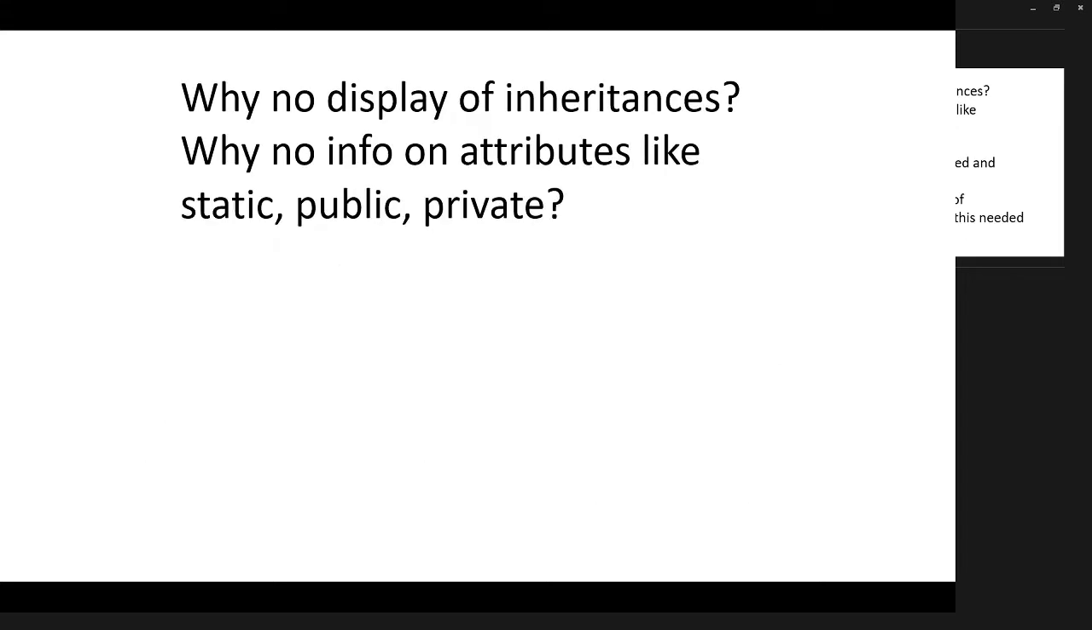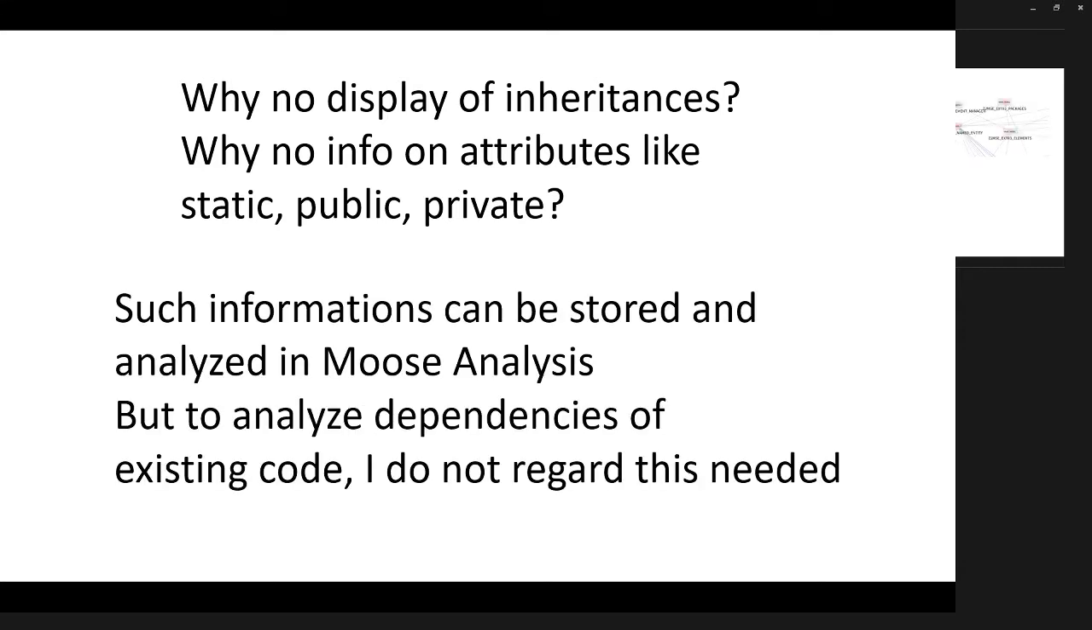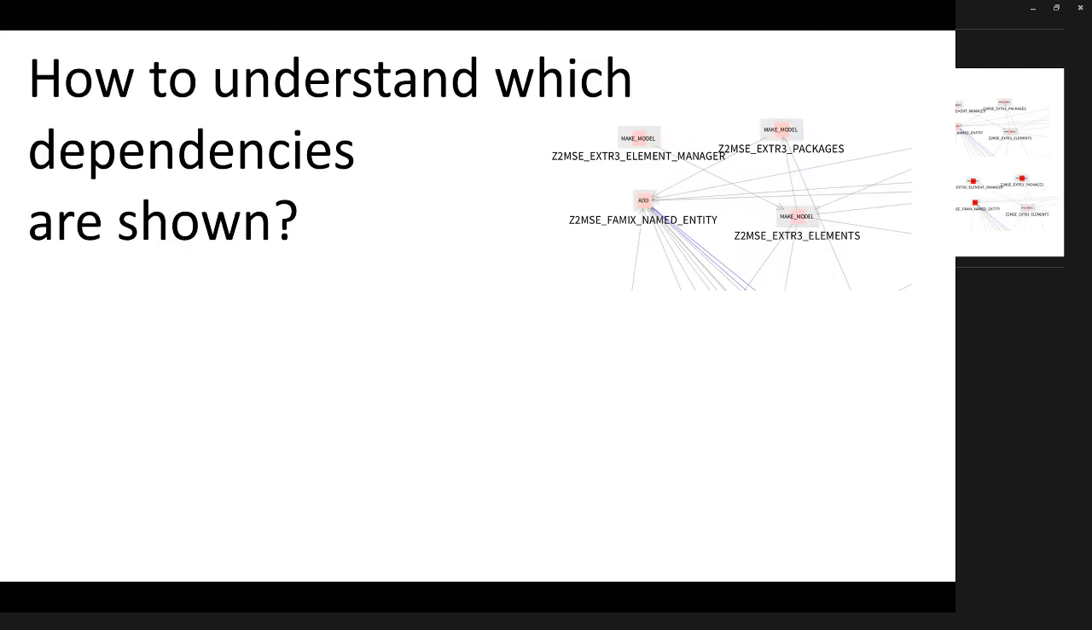Why no display of inheritance, static, public, private? Because it is not needed to analyze existing code. It is needed to plan an application. If you design software, you need this, but for the dependencies, you don't. A private method is just not called by someone else, or there's some local global friend, and then it's called from somewhere else. So if there's a dependency, it's a problem, but whether the method was private or not is not really important. The dependencies are what the problem is.